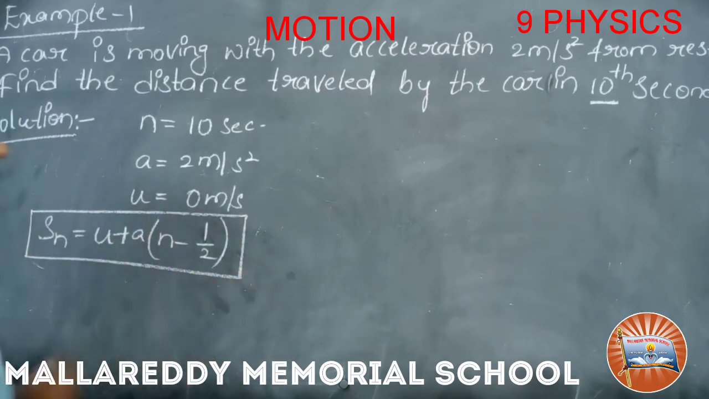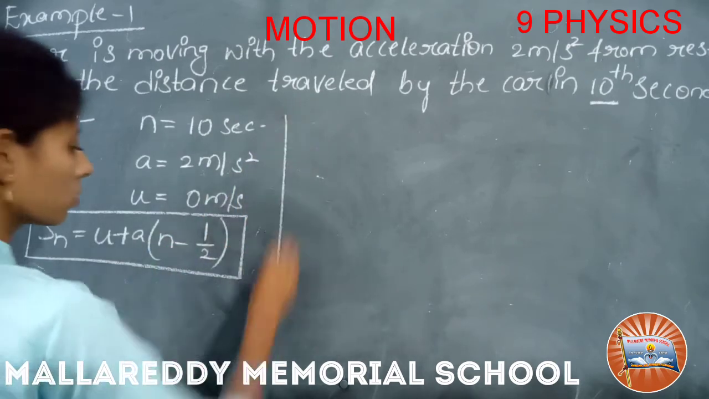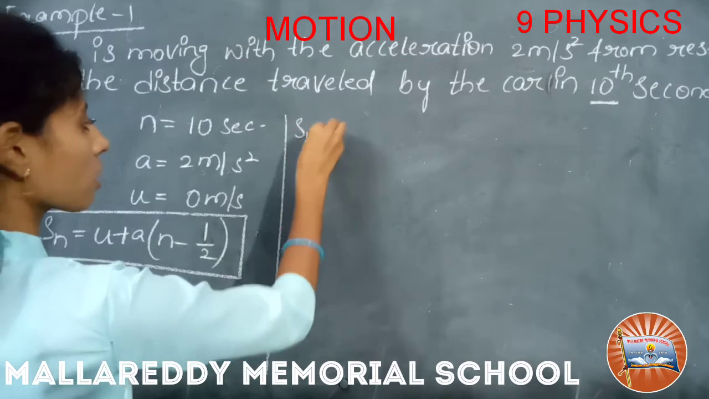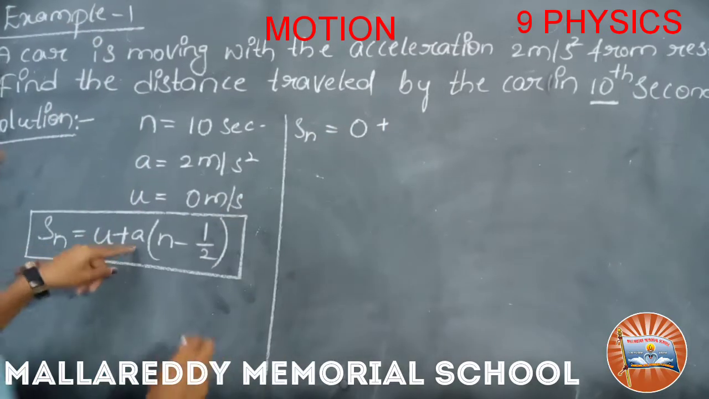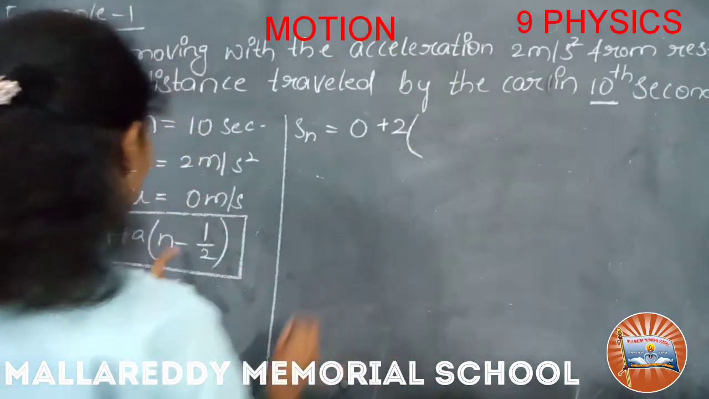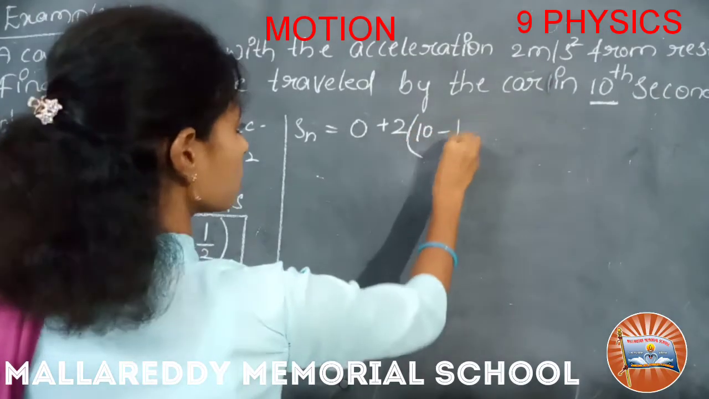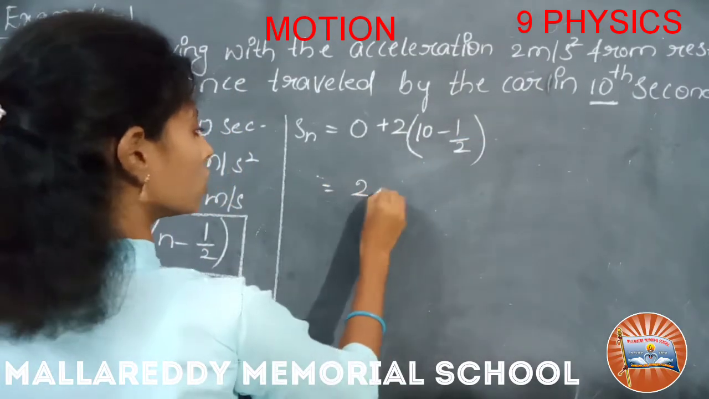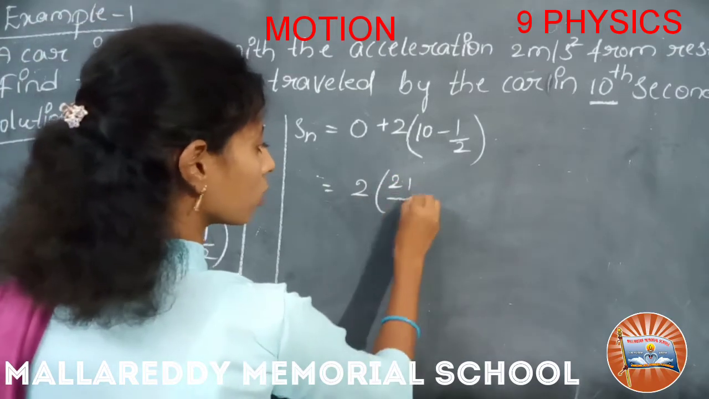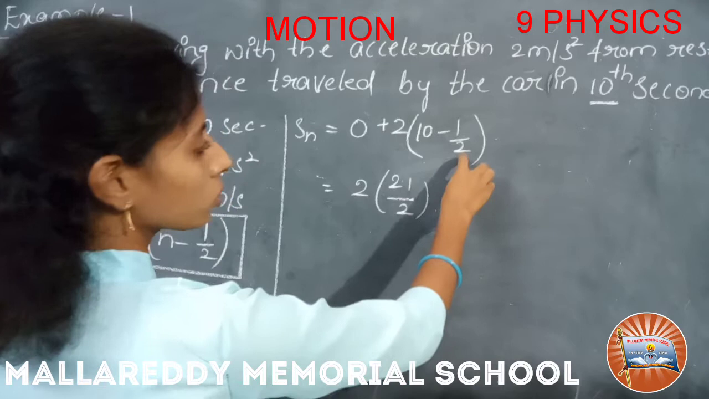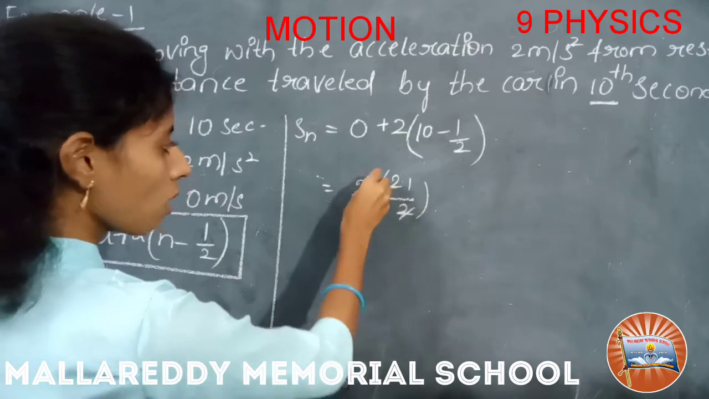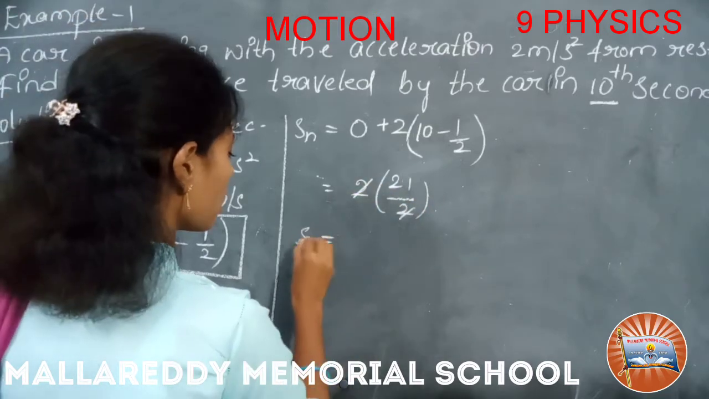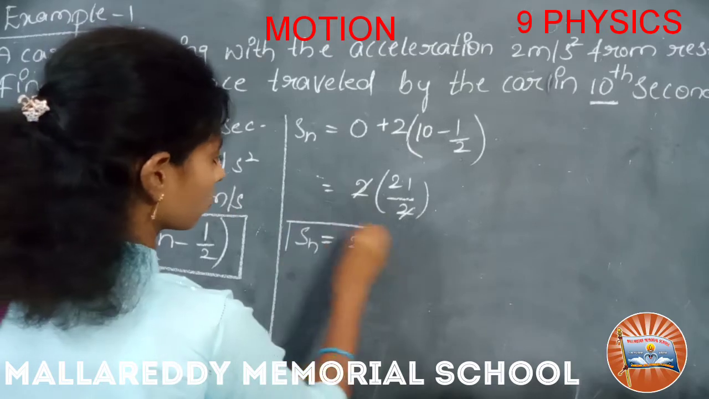Then we'll get the distance travelled by the car in 10th second. So here Sn is equals to u is 0 plus a value is 2 and n value is 10 minus 1 by 2. So here 2 into 21 by 2, right? 10 into 2 is 20 and 20 plus 1 is 21 by 2. So this 2 and this 2 will get cancelled. So the Sn is equals to 21.